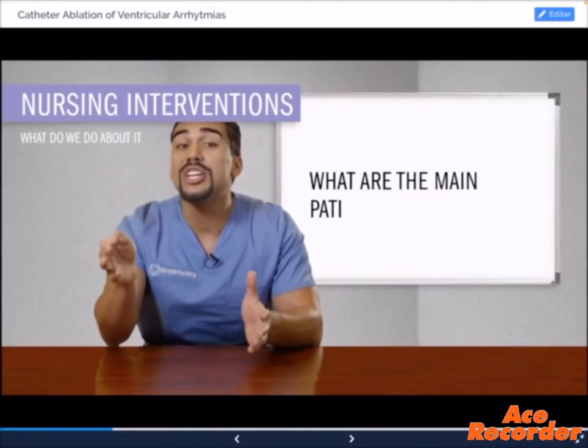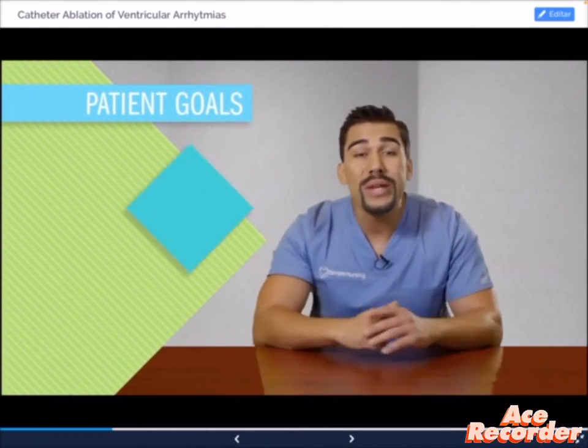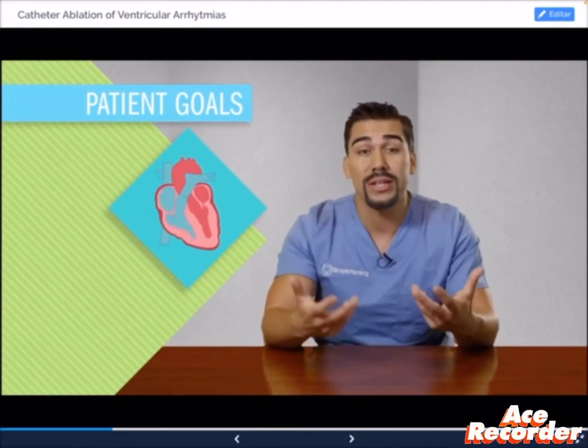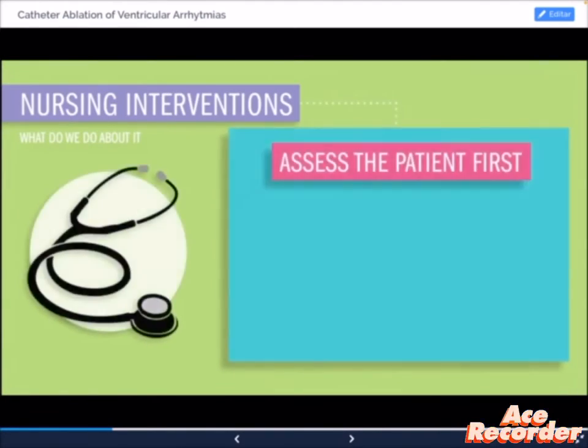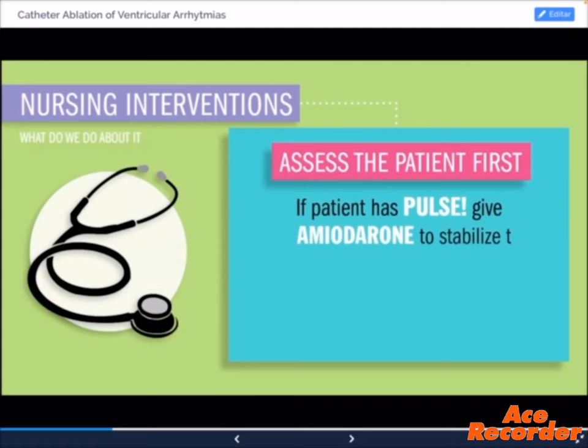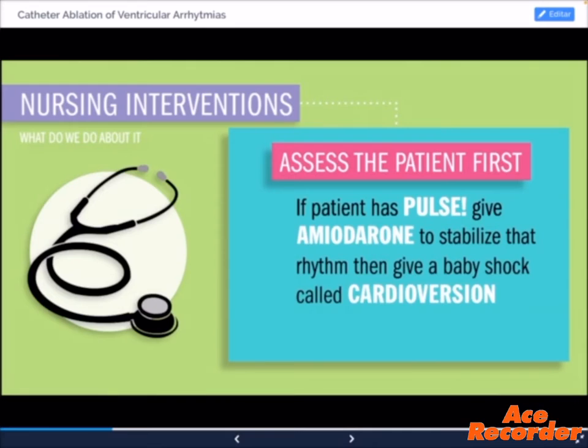So what are we going to do about it? Now guys, before you start memorizing all of your nursing interventions and treatments, just slow down and think. What are the main patient outcome goals? Well, it's always to reset and restore that normal electrical conduction. So we're first going to assess the patient, guys, because assessment always comes before nursing interventions. So that's a huge NCLEX tip. So if your patient has a pulse, then guys, we're going to give them amiodarone to stabilize that rhythm. And then deliver a little baby shock called cardioversion, which is 50 to 200 joules of electricity, to reset that SA node, that main pacemaker of the heart.